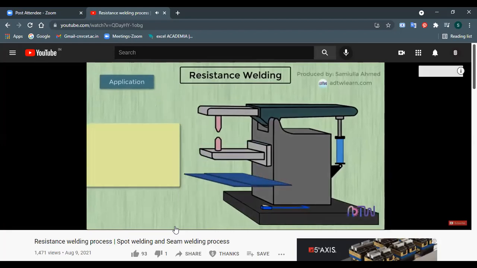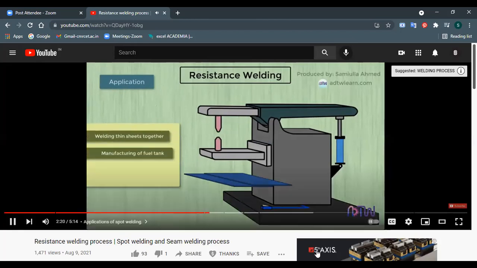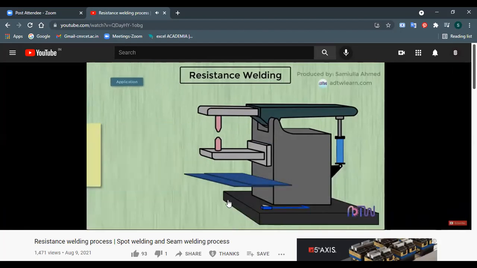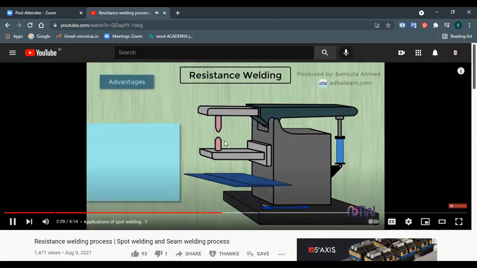Application of spot welding. Spot welding is used for welding thin sheets together, in the manufacturing of fuel tanks, joining vehicle body parts, radiators, wire ends, etc. Advantages of spot welding. Right, we have seen these things. Just wanted to have a look at the principle and how that resistance is generated. Okay, a 3D view. Is that clear? Or are there any doubts?